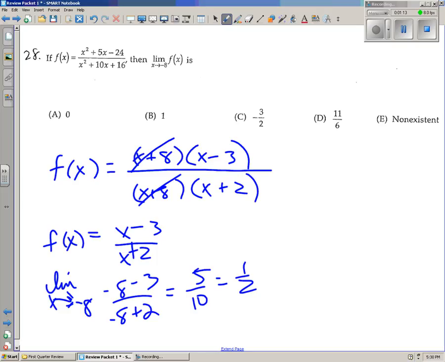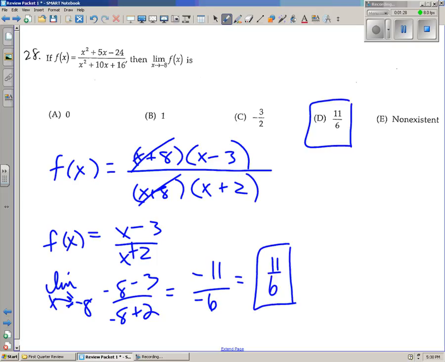So, -8 minus 3 is -11, over -8 plus 2 is -6. And that's 11 over 6. I was so convinced that was the answer since it was such a nice, neat fraction, but it wasn't. There we go. 28 is choice D.